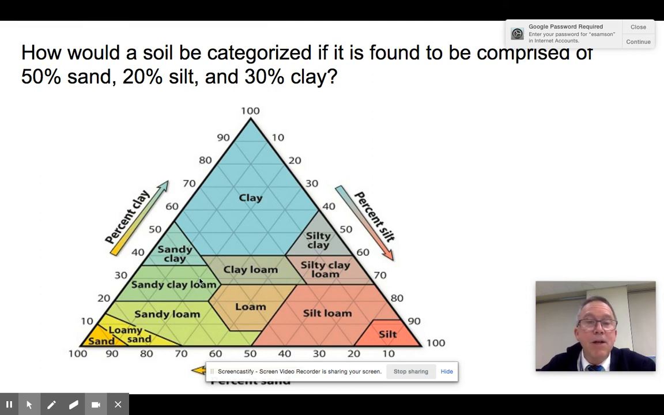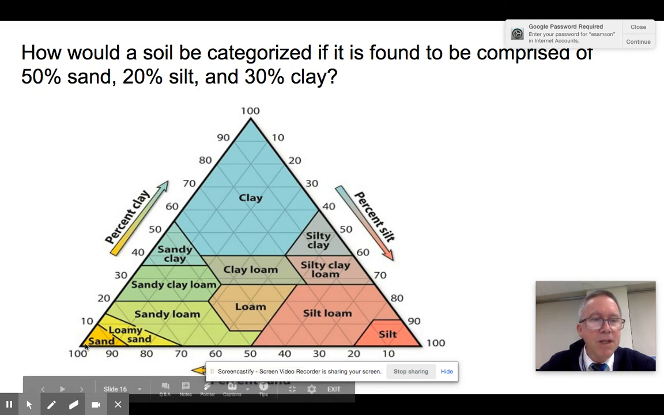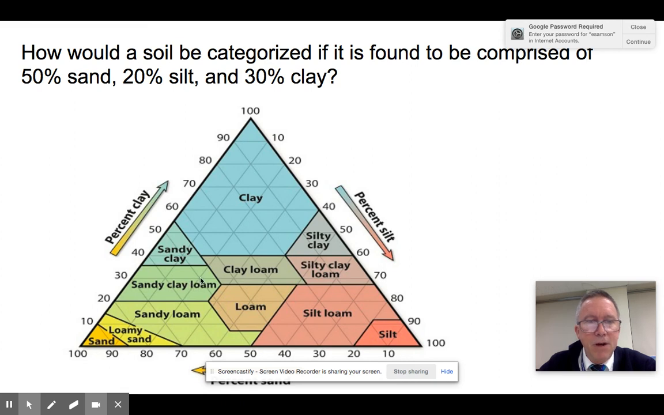Now, I could go ahead and draw that. Once I've got two of them, I don't need to draw the third one. By the way, that can save you some time. But if I did draw that third one from this point here, it would be 30% clay. Here's clay, here's 30%, here's a line. And notice they all intersect right here. I have a sandy clay loam.